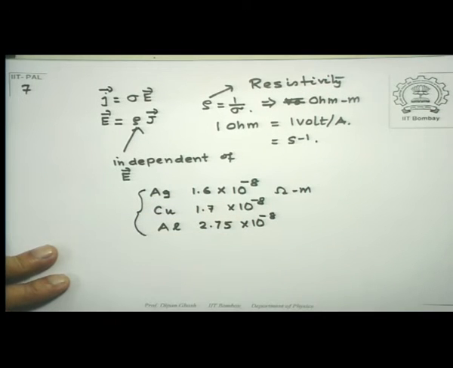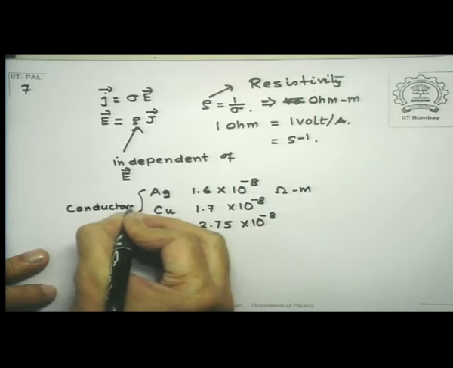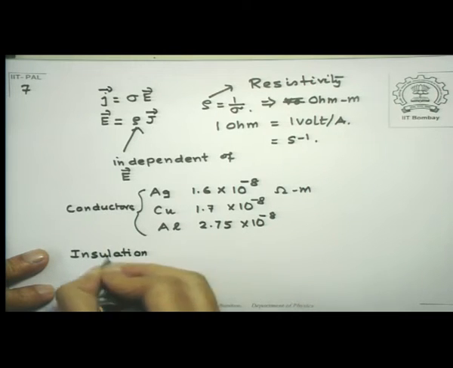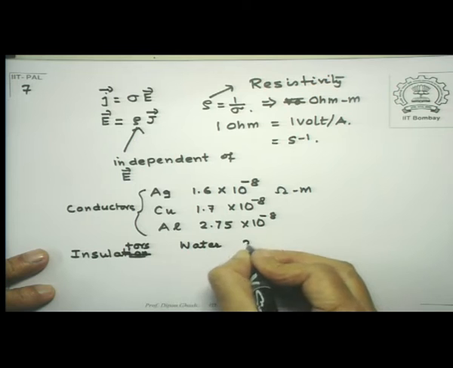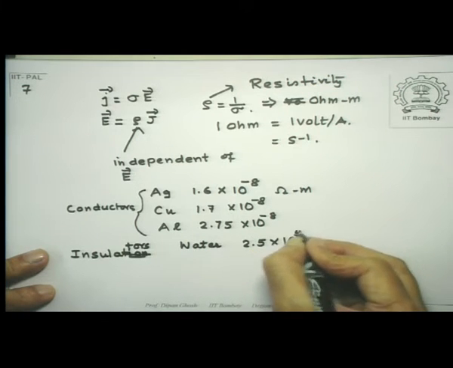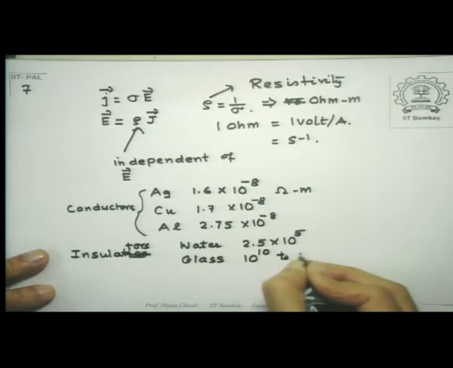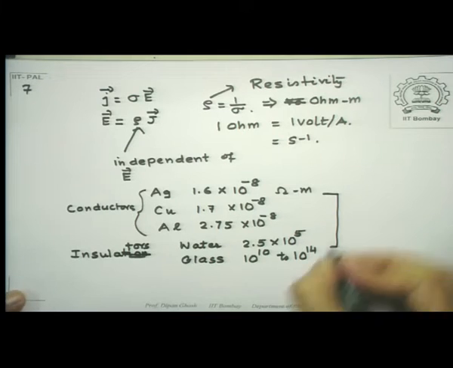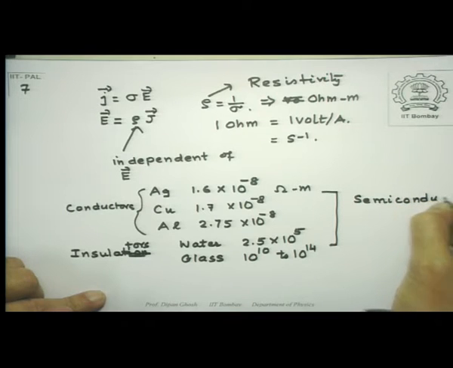On the other end of the spectrum, there are good insulators. Insulators are those which do not readily conduct electricity. Typically, water is 2.5 times 10 to the power 5 ohm meter. Glass can have a value between 10 to the power 10 and 10 to the power 14. Between these two classes, there is a class of materials known as semiconductors, about which you will be learning in detail in a few of the later lectures.